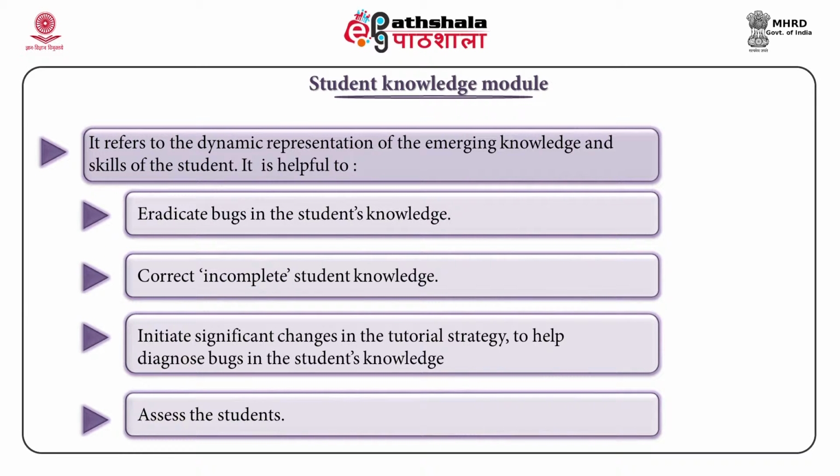or knowledge gaps. A mismatch between a student's behavior or knowledge is signaled to the tutor model, which subsequently takes corrective actions such as providing feedback or remedial instruction. The student knowledge module is helpful in eradicating bugs in the student's knowledge. It helps in correcting incomplete student knowledge. It initiates significant changes in the tutorial strategy to help diagnose bugs in the student's knowledge.